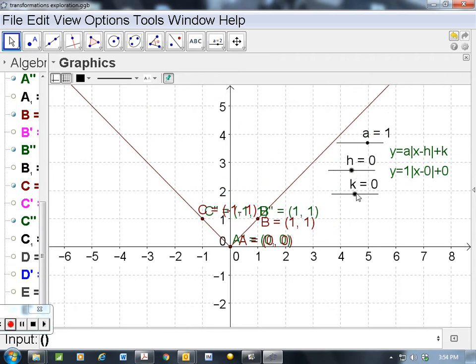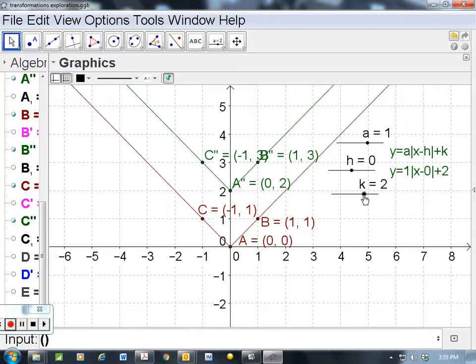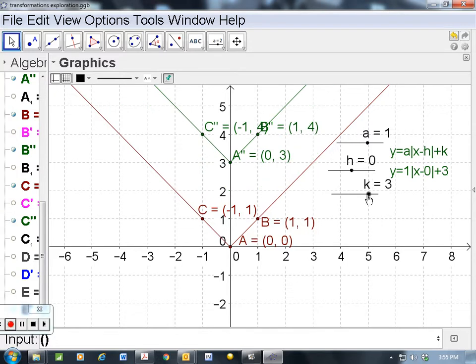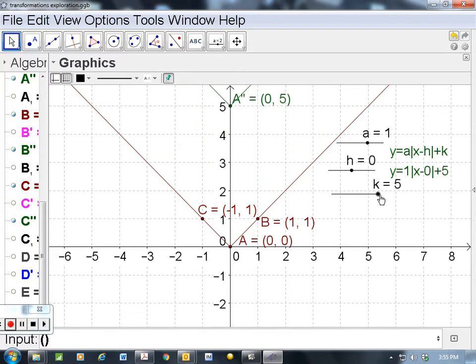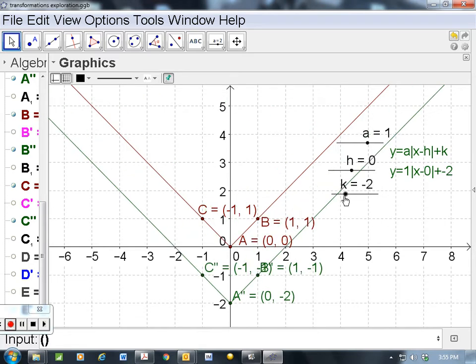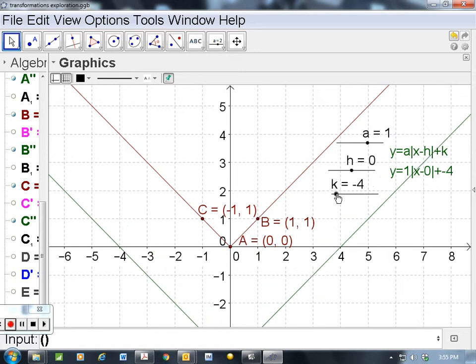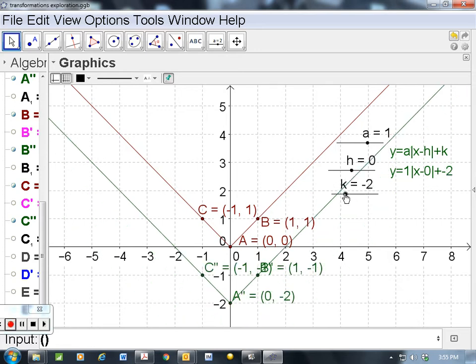Now let's look at that K value. Look at how the K value changes. When I do 1, it's up 1. And look at this equation, look how it says +1. So that's not changing. +2 is up 2. +3 up 3. And then when I change it to negative, it's moving it down. And look, it's still negative in my equation, kind of showing how that relationship works.